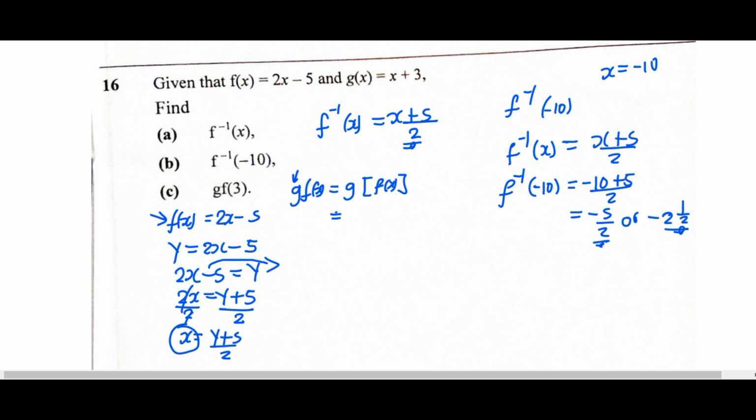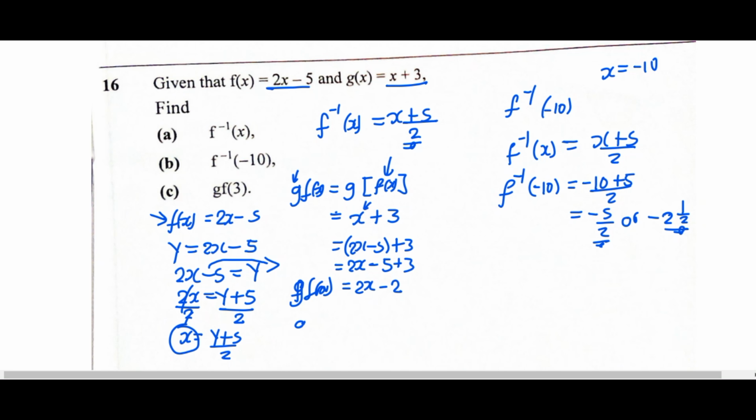The function for g is this one, x plus 3. Then where there is x here is where we are going to substitute the function for f, since the inside function is f. So 2x minus 5 plus 3. So if we add, negative 5 plus 3 will give us negative 2. So this is our g of f of x.